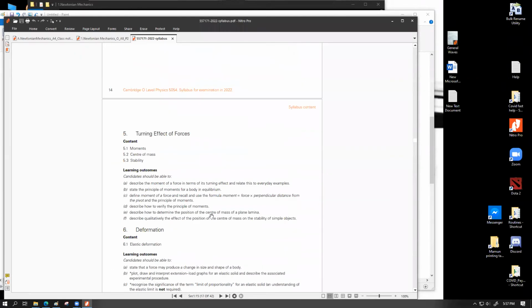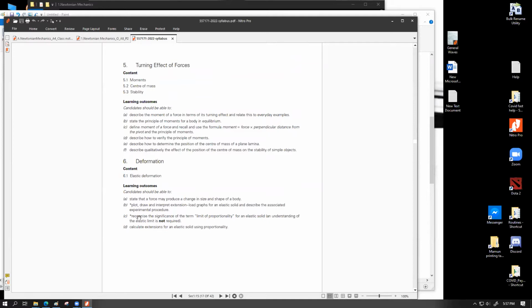Here's the deal. Recognize the significance of the term limit of proportionality for an elastic solid. An understanding of the elastic limit is not required. So you don't have to know what elastic limit is, and I'm not going to get into that discussion. I just wanted to show you that I don't have to discuss this, so that I don't fill your head with more unnecessary information.